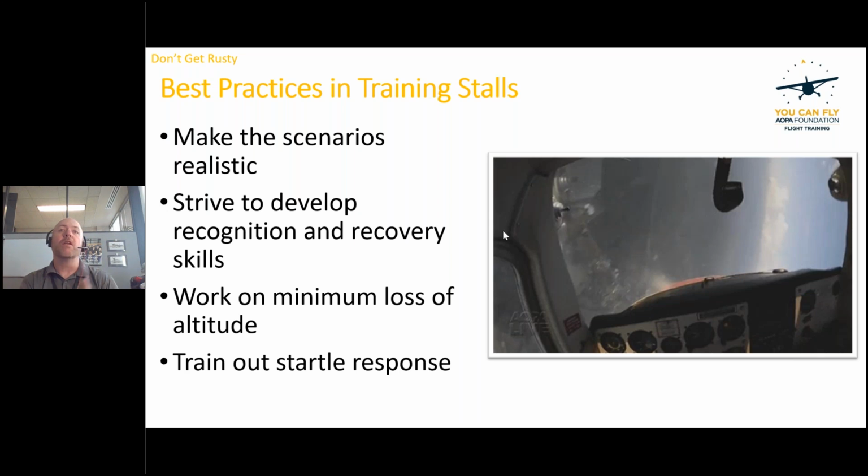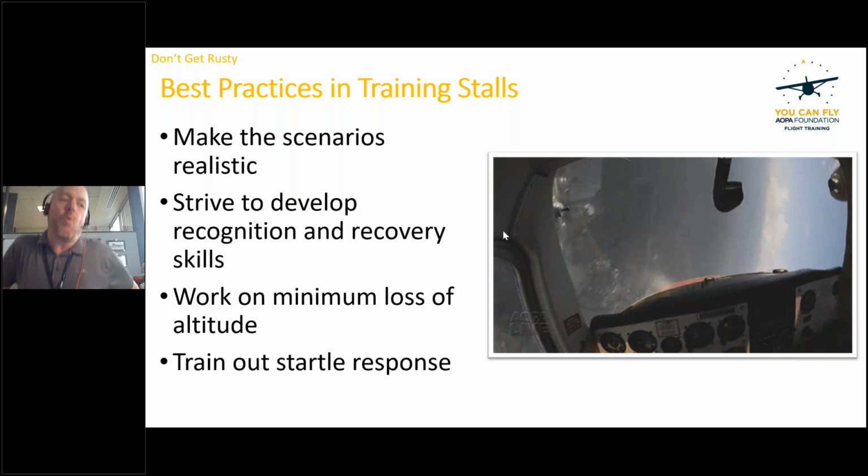But number one, when you're doing these stalls, make the scenarios realistic. Like that video that I showed, it's not realistic that when you're stretching a glide you're going to yank the nose way up in the air. I remember doing that as a student pilot, and that's kind of what I was taught, and that's not realistic. So try to make the scenarios realistic, because typically you're not going to put yourself in pitch attitudes like this in a general aviation aircraft. It's not what you're going to do.